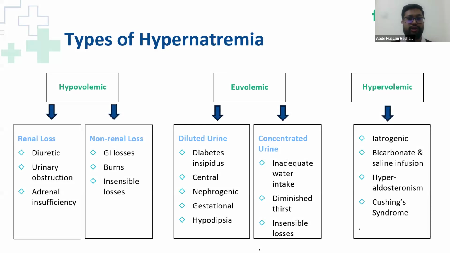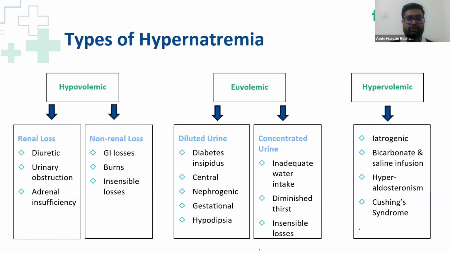The key reasons for renal loss could be an overzealous use of diuretics that we so often use, maybe in heart failure patients or in patients present in ICU with edema, which is very common. Then comes urinary obstruction, where once the obstruction is released, there's an increase in diuresis, which can further lead to hypernatremia, although very uncommon. And then there's adrenal insufficiency, where there's a decreased amount of vasopressin, which essentially governs the functioning of the kidneys, the handling of the solute and water by the kidneys.